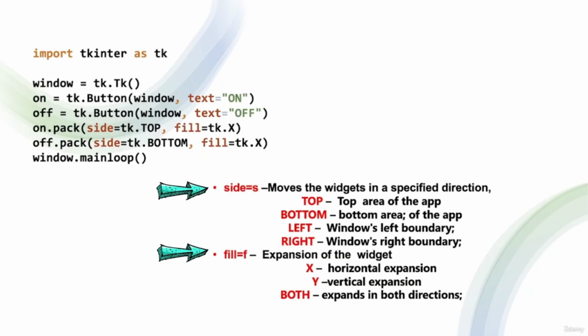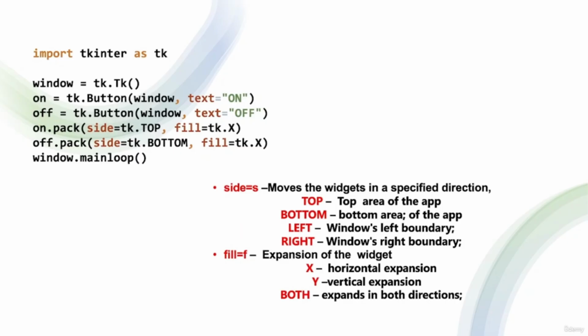For example, when the TOP parameter, all upper letters, is assigned to the side parameter, the widget will be positioned in the top area of the window. When BOTTOM is assigned to the side, which is also in upper letters, the widget will appear at the bottom of our window. And when the RIGHT and LEFT parameters are assigned to the side parameter, the widget will appear on the left or on the right position of the window, depending on what we choose.